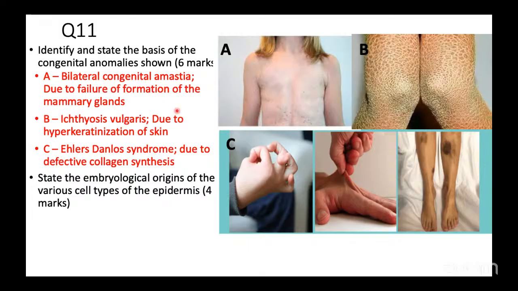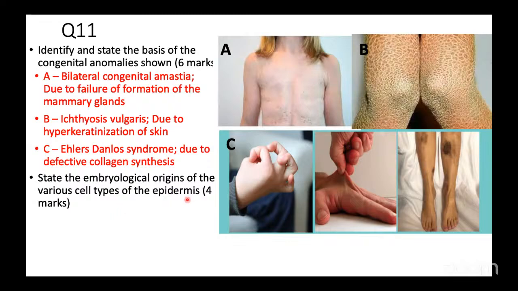When asking about the basis of these conditions, usually they're just asking what it is that leads to them. So don't go too deep into the reasons why. For example, ichthyosis is just a result of hyperkeratinization. No one's going to ask you why that happens, what the genetic reasons are behind it. Just keep it simple, all right?